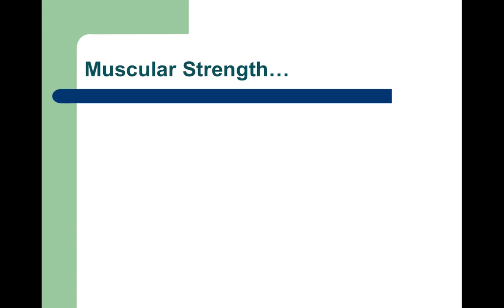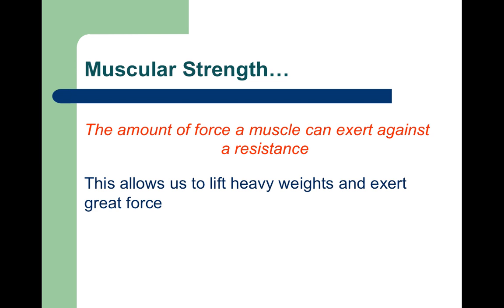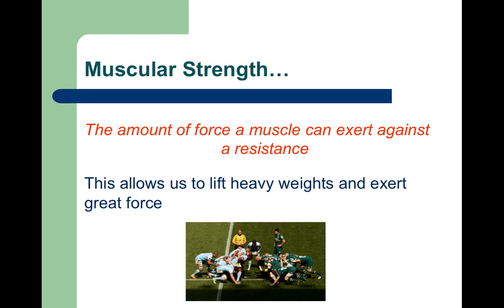Next fitness component then is muscular strength, and the definition for muscular strength is the amount of force a muscle can exert against the resistance. This basically allows us to lift heavy weights and exert great force. So our muscles are producing this force that allows us either to push against the resistance or lift the resistance. And a really good example from sport of when muscular strength is used is a scrum in rugby, where both teams are going to be pushing against each other.